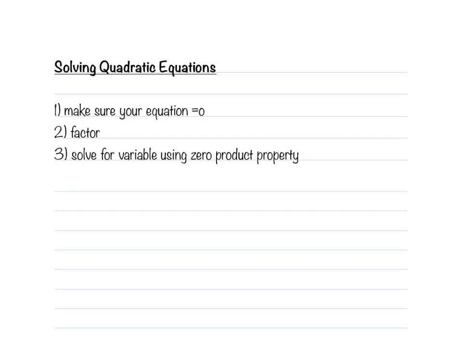Okay, now we will solve quadratic equations again by factoring using product and sum. So step number 1, make sure your equation is equal to 0. Number 2, factor using product and sum or any other strategy that you know. And number 3, solve for the variable using the zero product property. Alright, we'll do 2 of these. Number 1, I have x squared plus 6x is equal to 27.